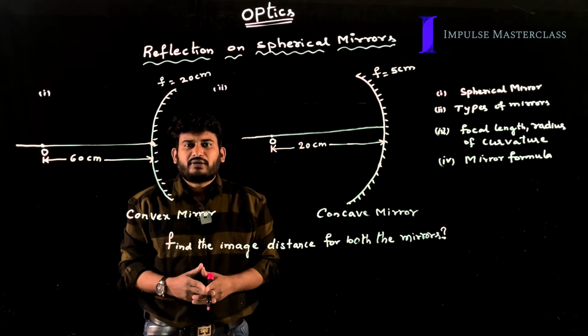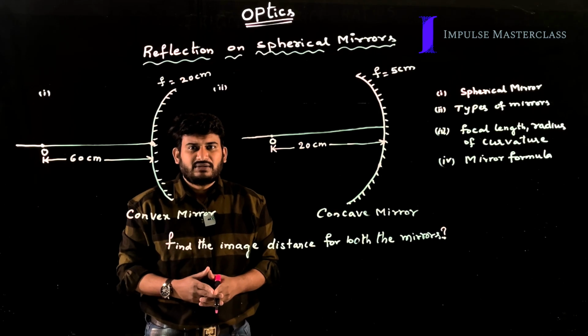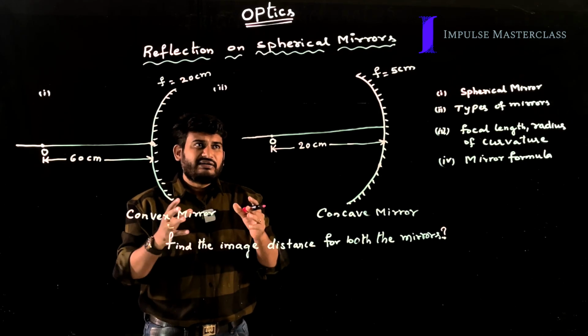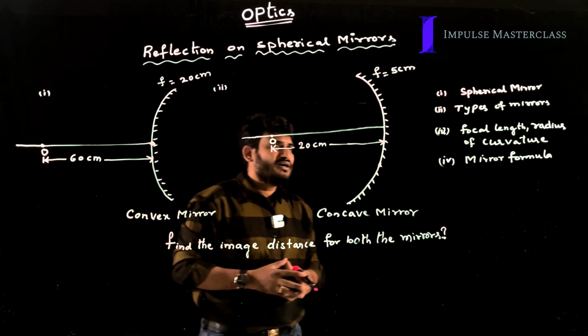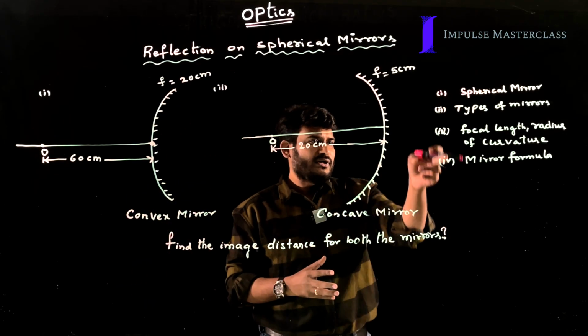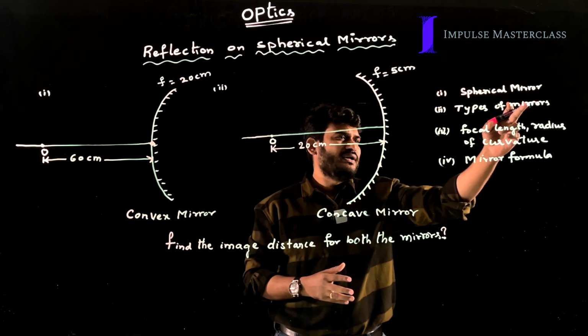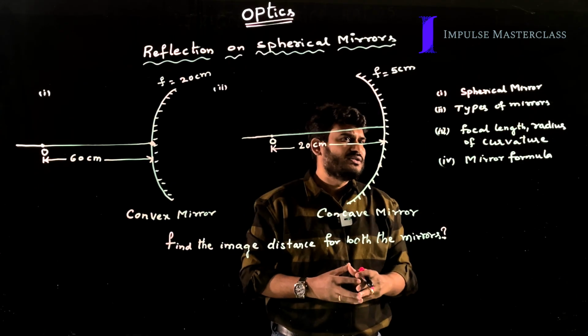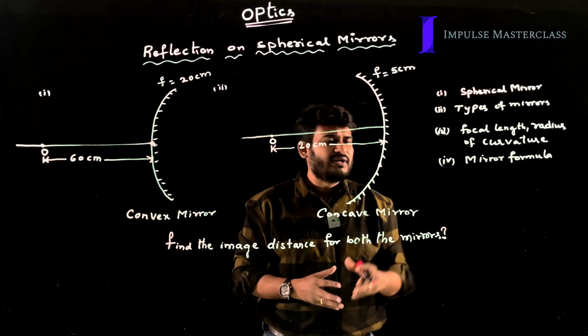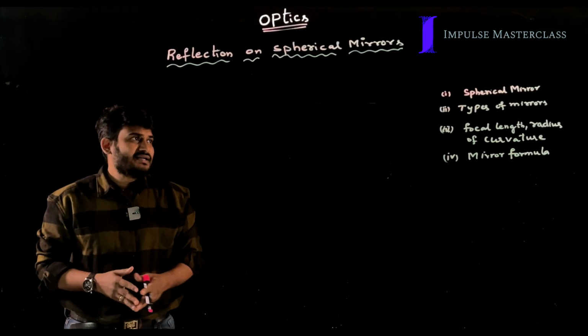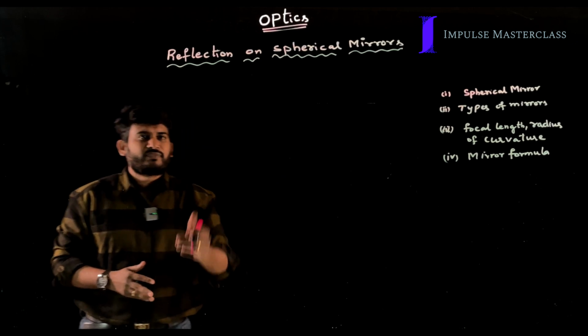This is a very important concept in the 10th class syllabus. Before going to solve the different types of models based on spherical mirrors, first of all you have to concentrate on these four important concepts. One is spherical mirror, second is types of mirrors, third is focal length and radius of curvature, and last is mirror formula. Let us understand spherical mirror.